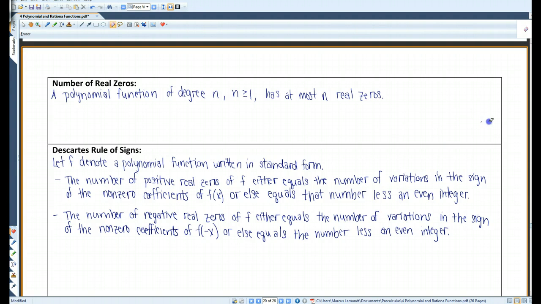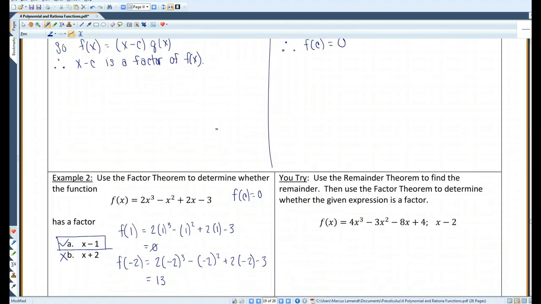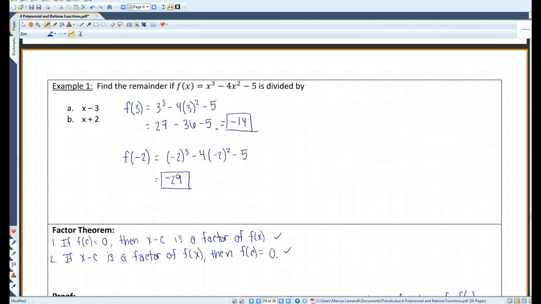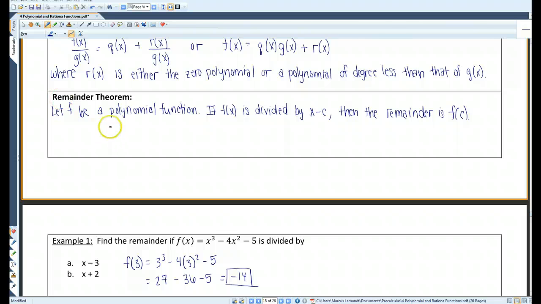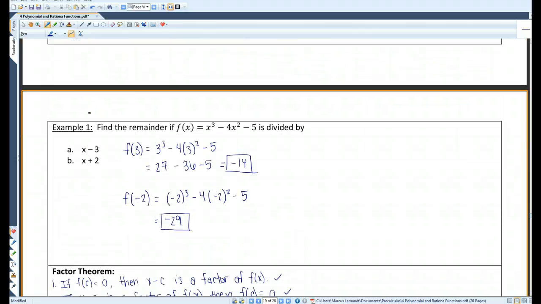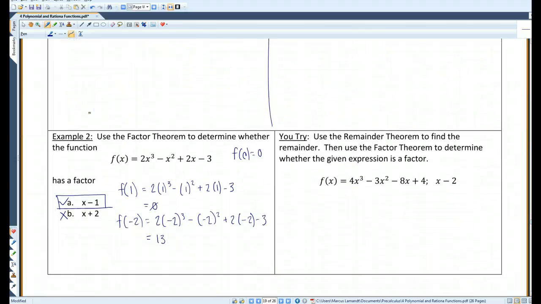And before I go on to Descartes' rule of signs, as I was writing this down, I was just realizing that I'm an idiot. So feel free to laugh at me. If you look up here, "let f be" is actually correct. "Let f is" does not make any sense. I don't know what I was thinking. There's a way to go back and change it, but I don't want to, so feel free to just laugh at me. I'm going to leave it in the video.